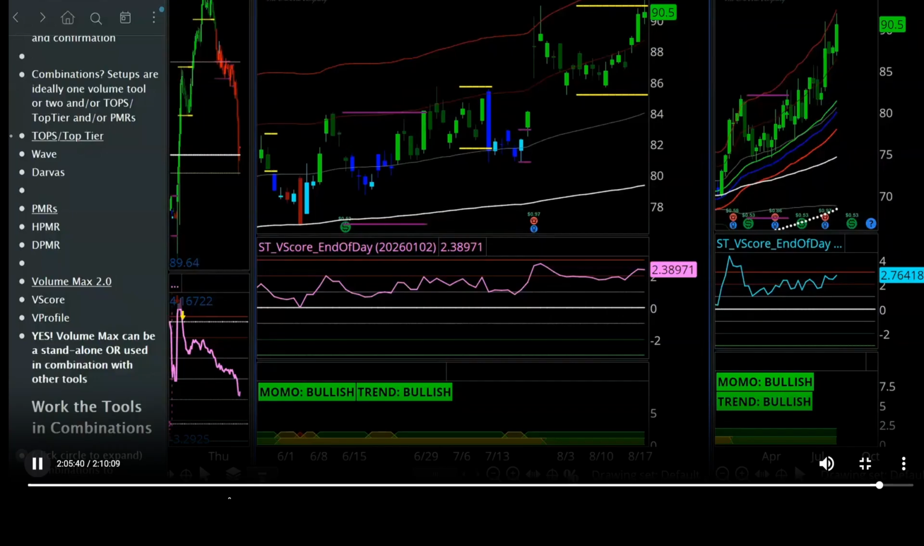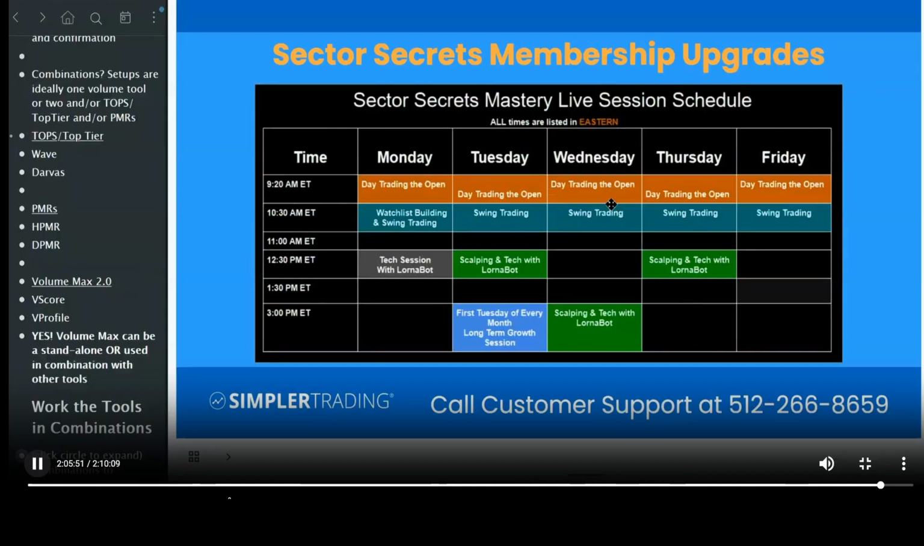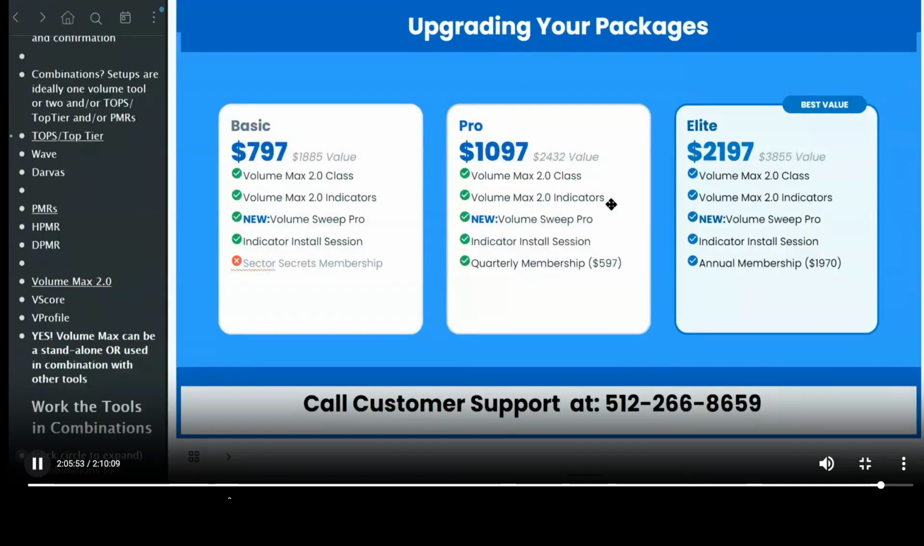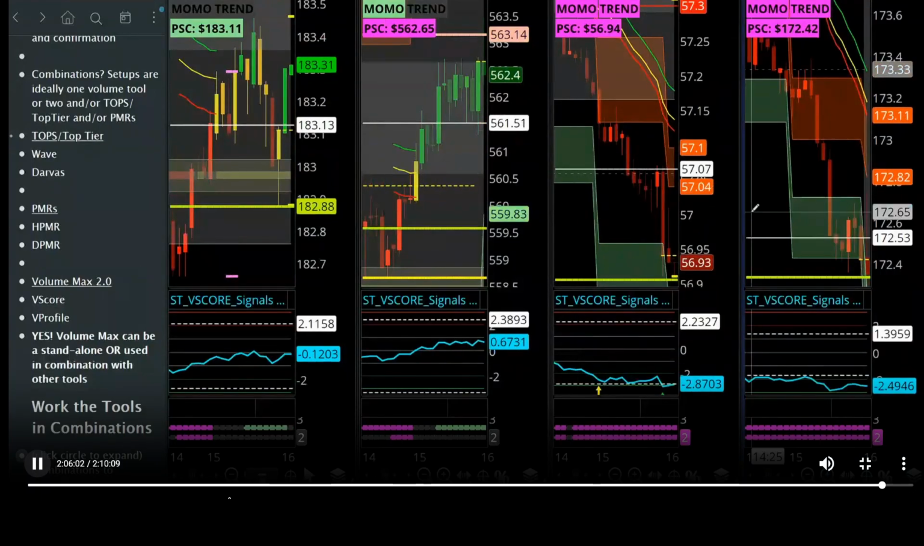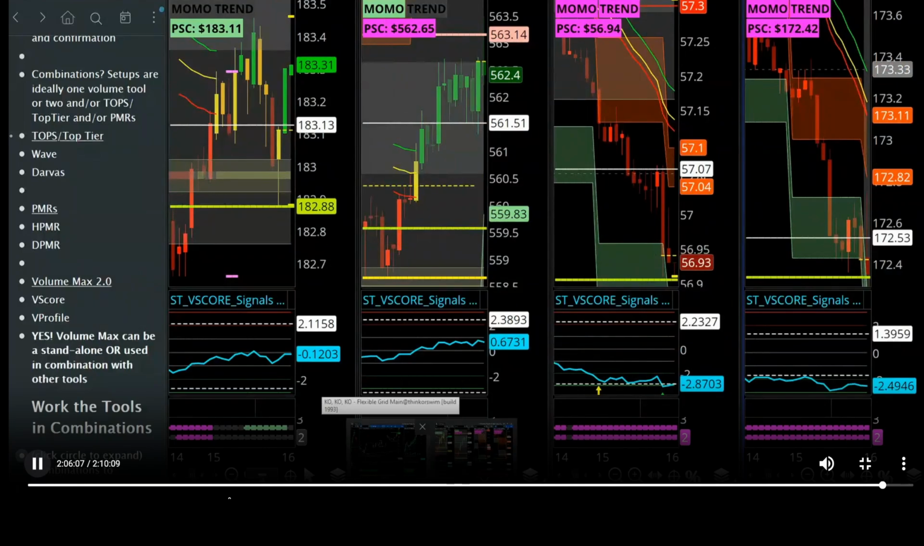What indicators do I use that's not in the volume max? The only two that stand out that we use pretty regularly are the Darvis, which you get when you're a member in the mastery, and the price movement ranges, the hourly and daily price movement ranges. When you are in the mastery, by the way, we do make the hourly price movement range for the indices, S&P, NASDAQ, Russell, Dow, the most popular ones.